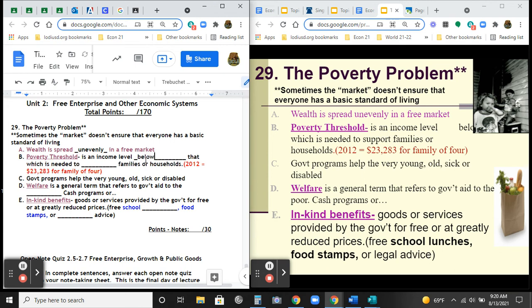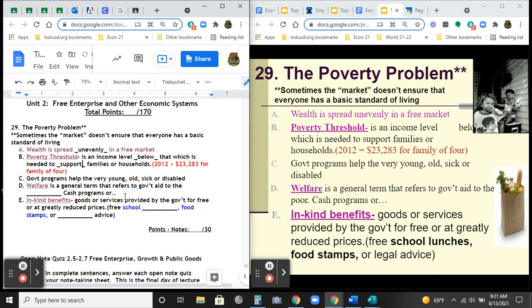So you should write in below. And I'll try to clean that up to make it easier to see. But this should be below right here, which in 2012, I don't know how much different it is today, the minimum threshold for a family of four was 23,283.